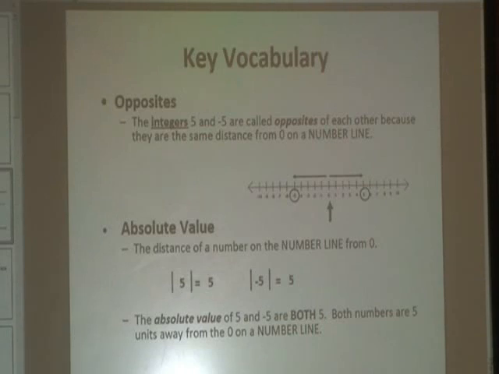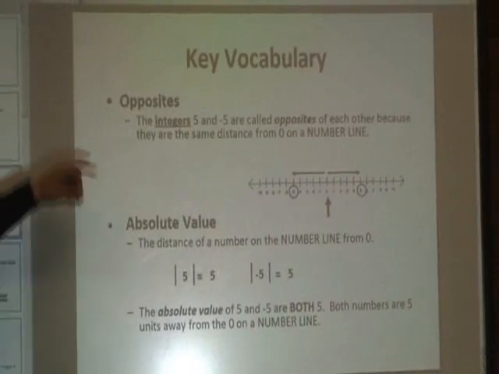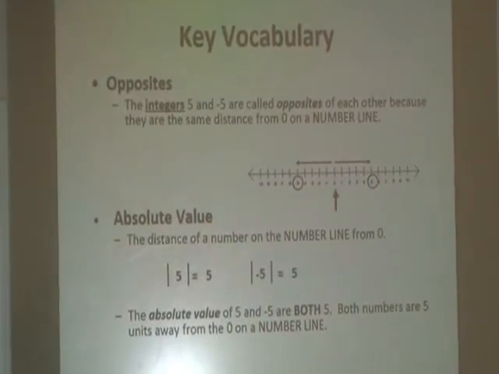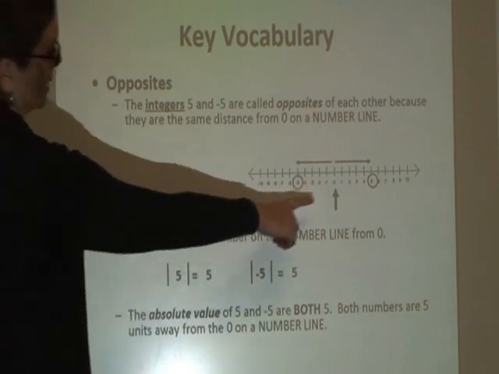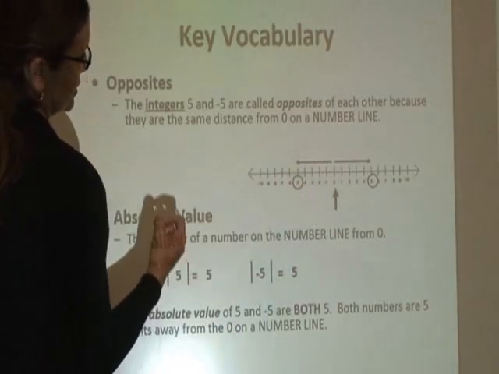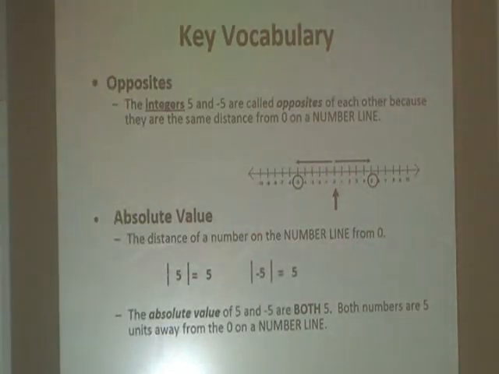Today's lesson has two key vocabulary words that we'll focus on. The first key vocabulary word is opposites. Integers 5 and -5 are called opposites of each other because they are the same distance from 0 on a number line. If you can see the number line here, 0 is in the middle, -5 is exactly 5 units from 0, and 5 is exactly 5 units from 0. So they're opposites of each other.